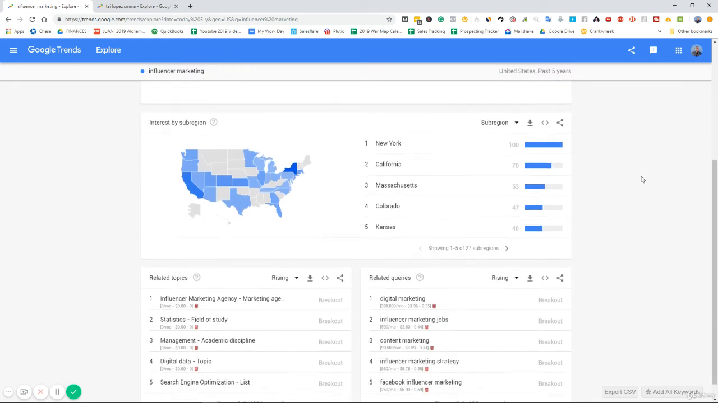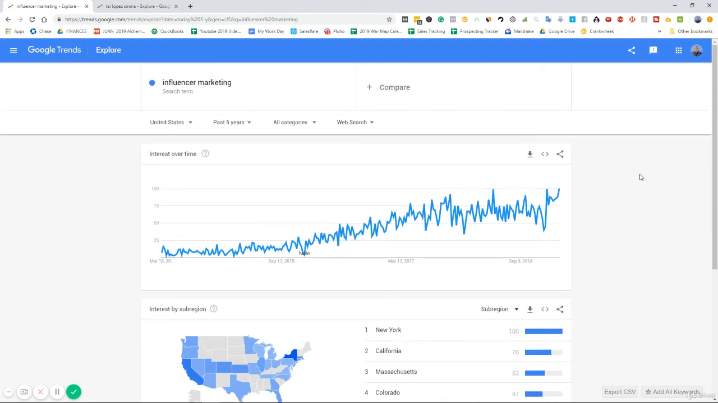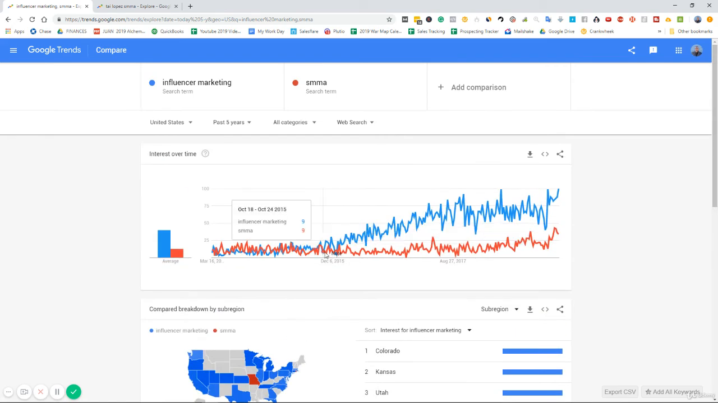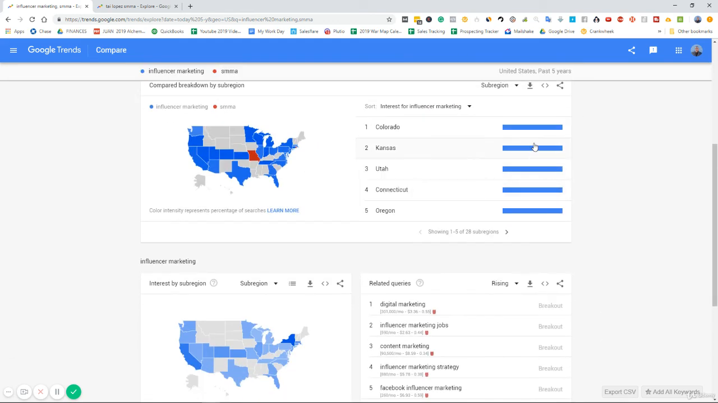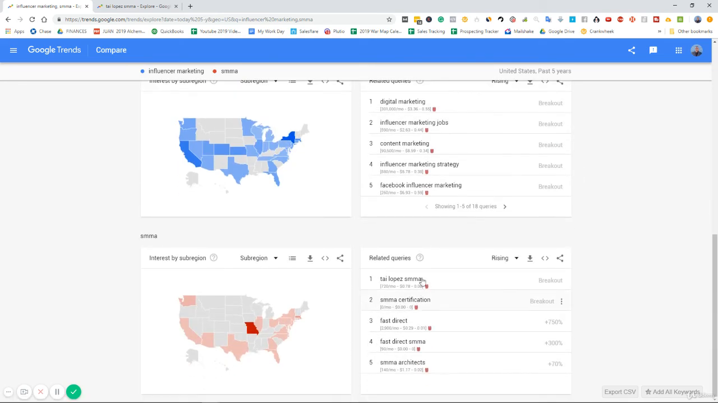And so that's the big thing, is allowing us to come in here and look at different top level subjects and topics, and then be able to break them down even further. And we can even also compare, let's say influencer marketing to SMMA. Okay. And we can look at the data and look at this growth and then this growth. So influencer marketing has had a significant growth in comparison to SMMA, right? And then we can look at the differences between the searches in different areas, by sub-region, different related queries here.